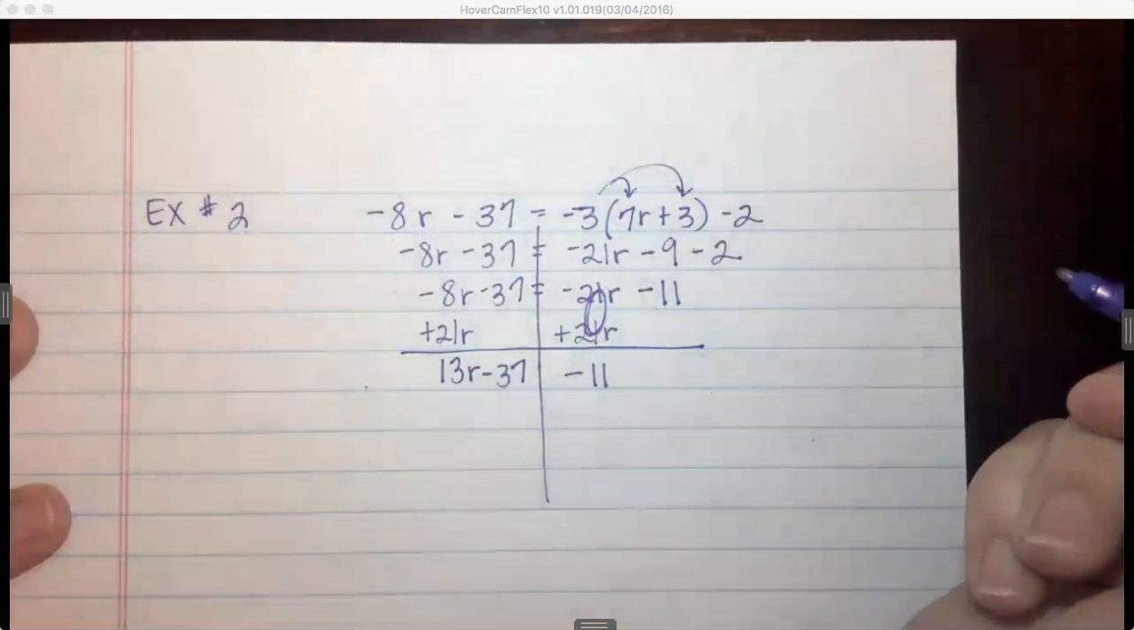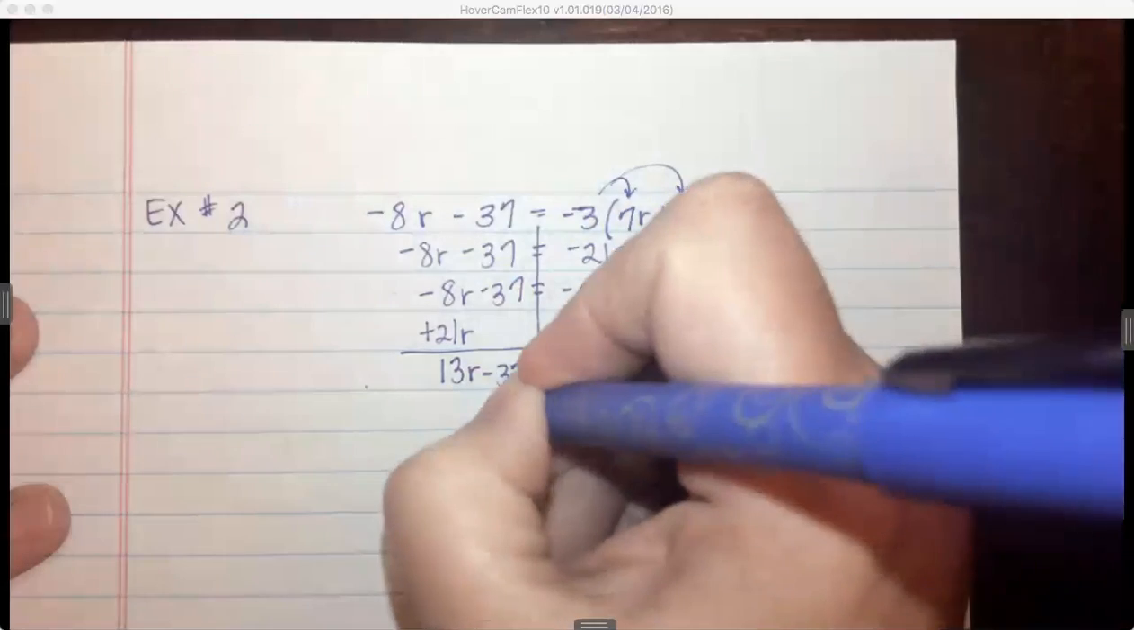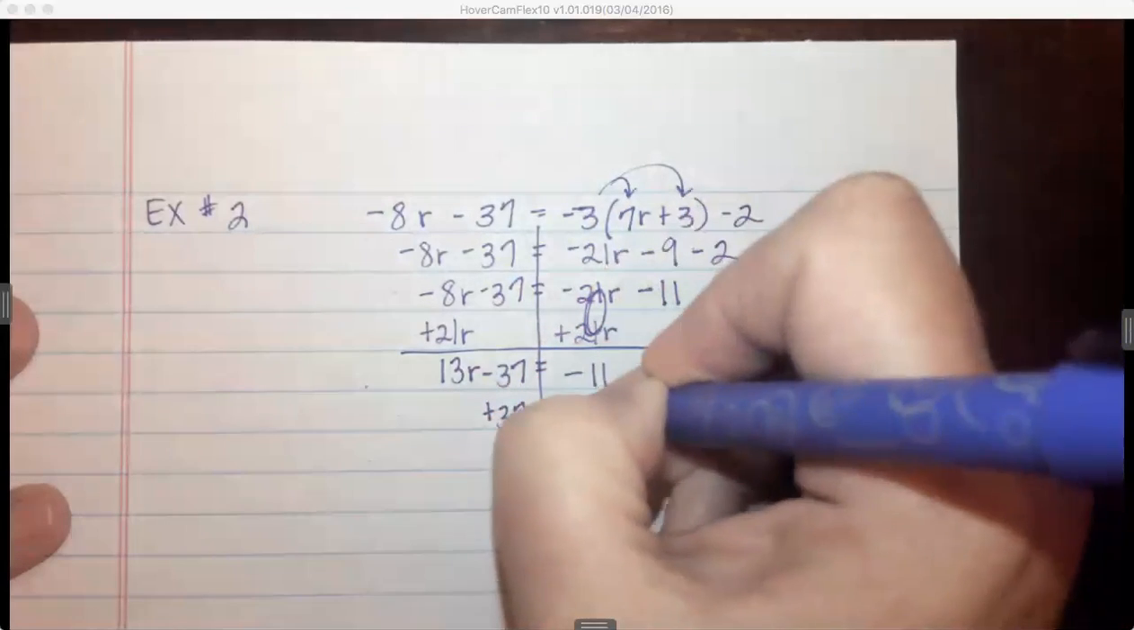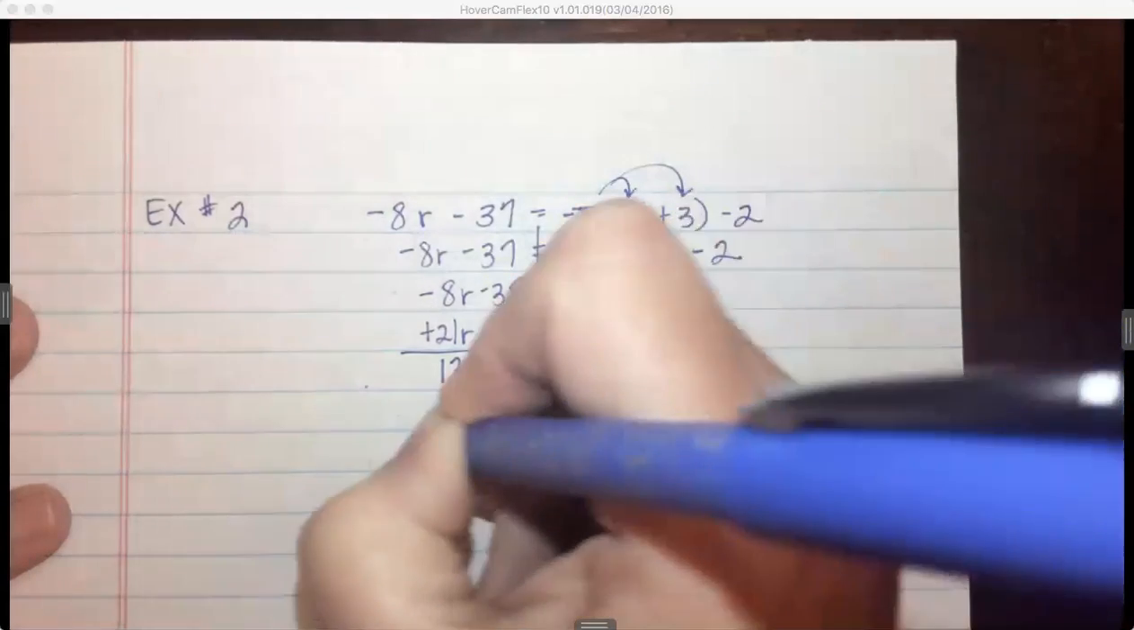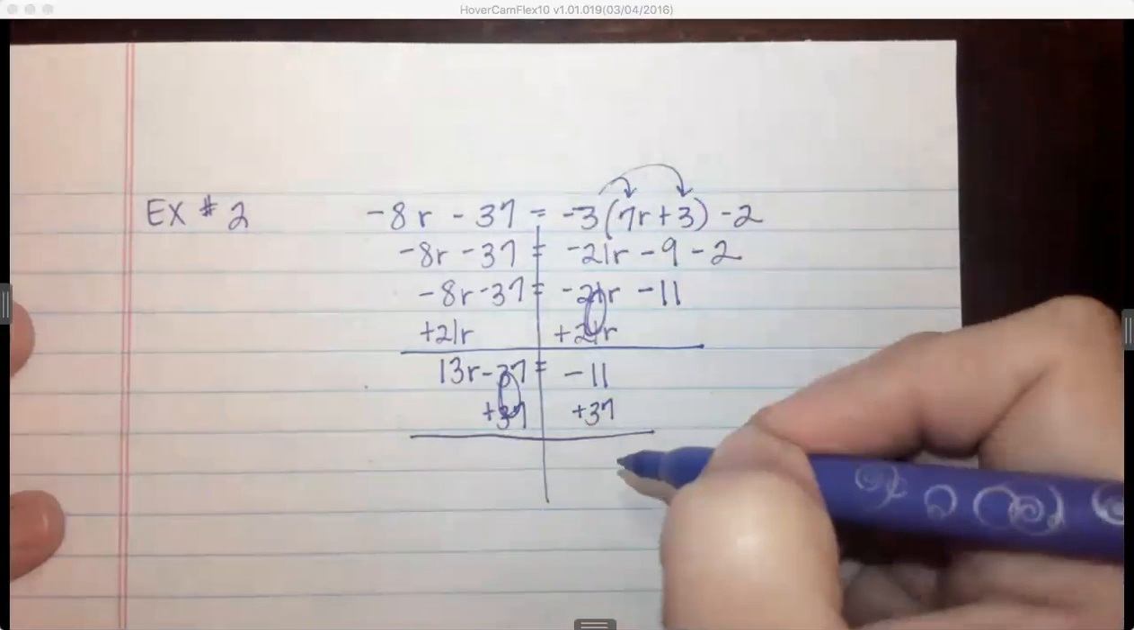Are we sure? I think yes. Okay, now we need to undo the constant. So we're gonna add 37. The 37 was negative, so to do the opposite operation, we're gonna add it.